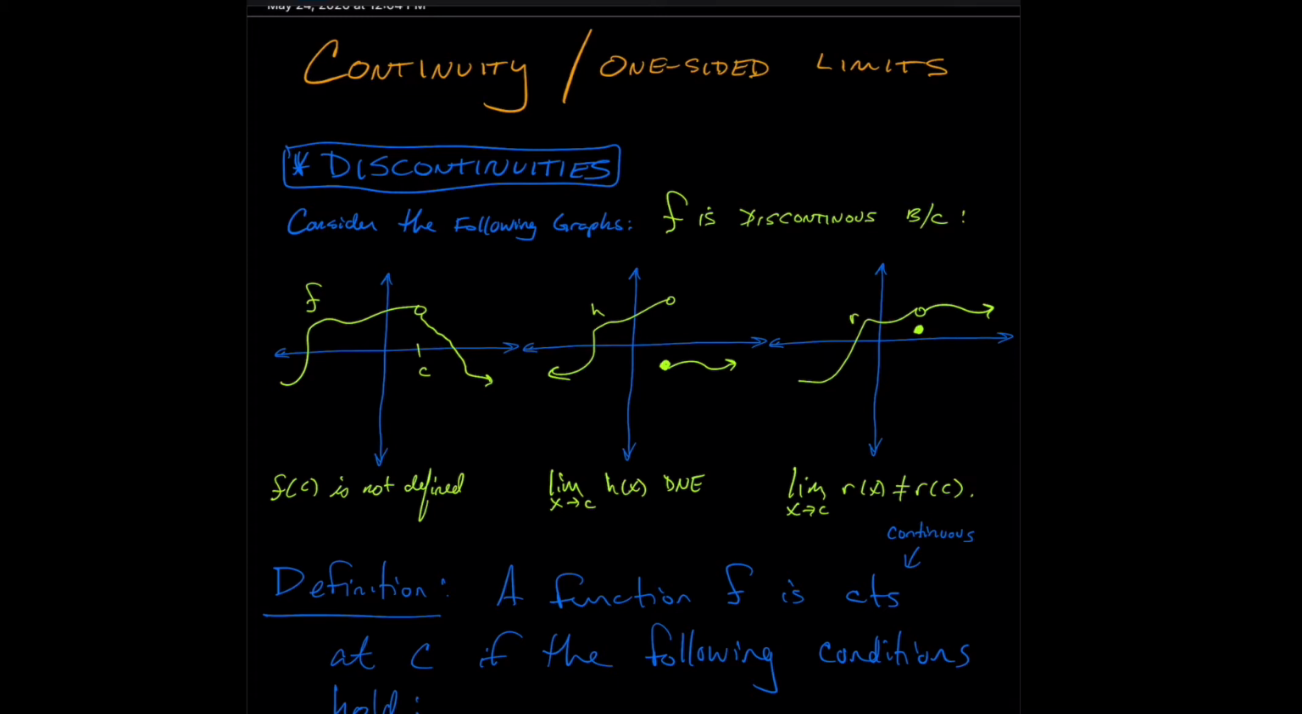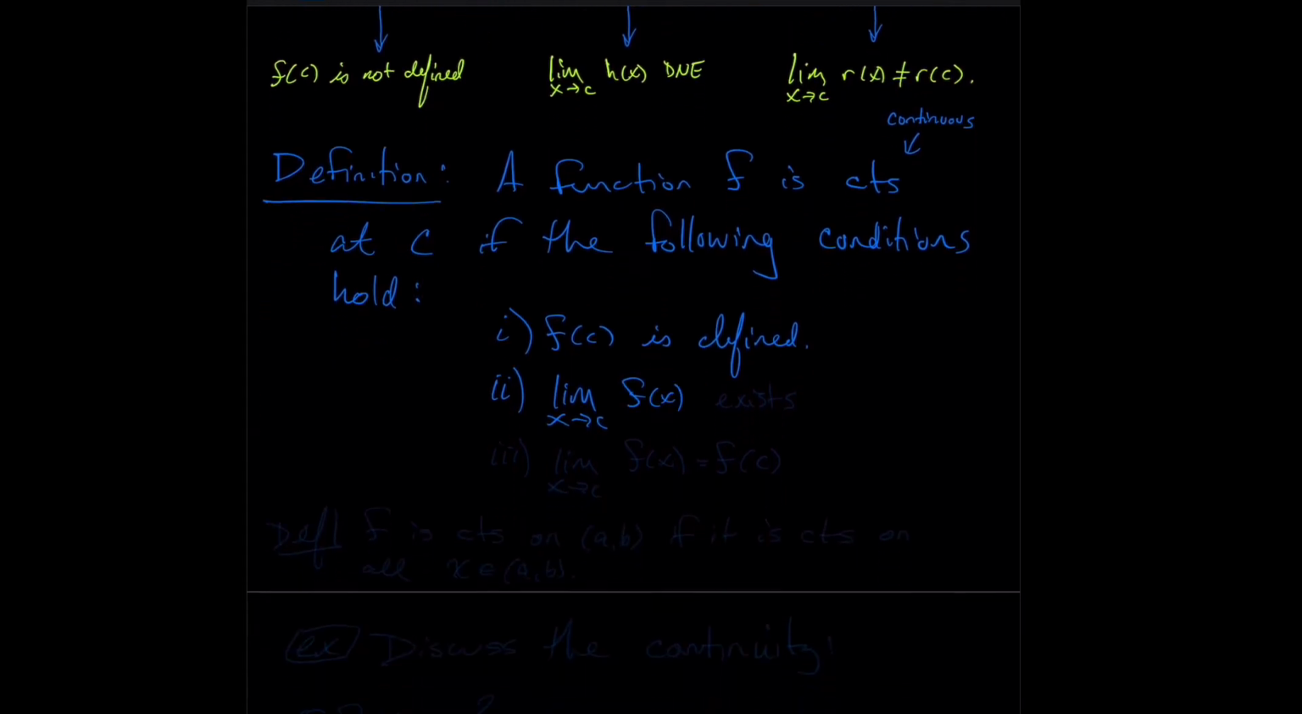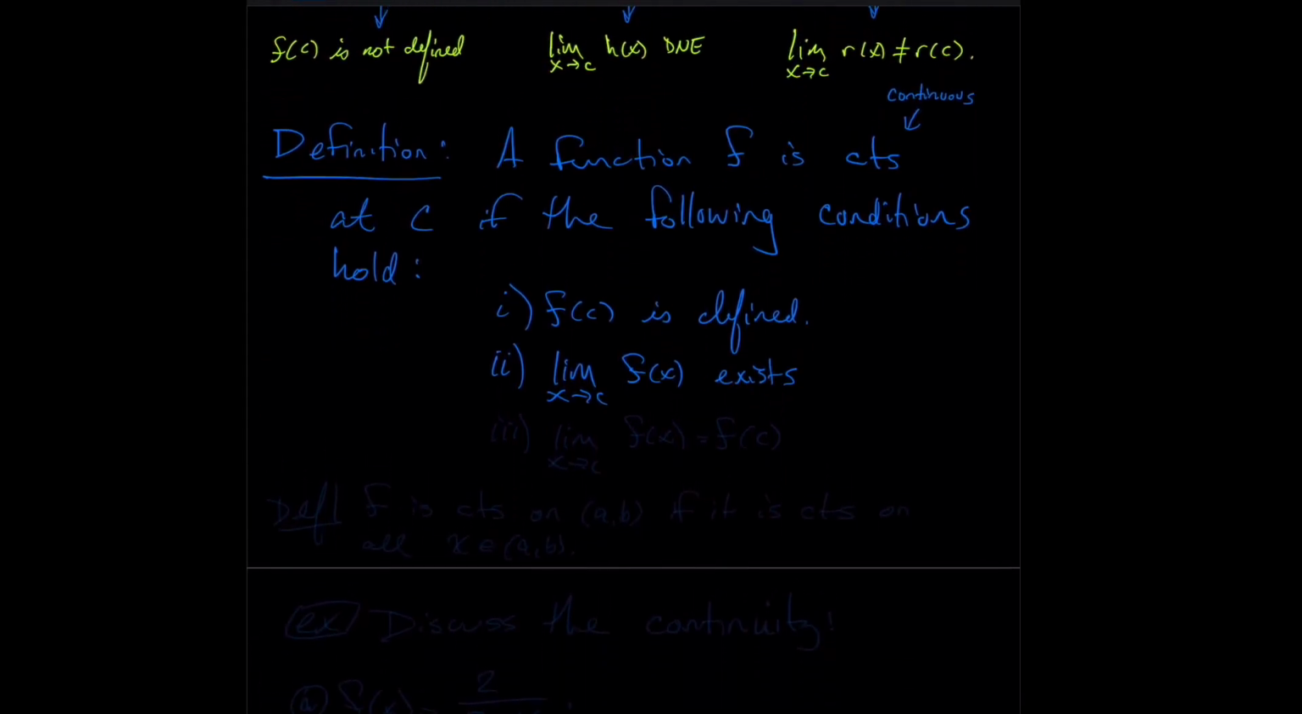It's not just going to be undefined. Secondly, the limit as x approaches C exists. And then third, those two first things are going to be equal. So the limit of f of x is equal to f of C. So a definition, we say f is continuous on AB, the interval AB, if it's continuous at every single x value inside that interval. So easy enough.